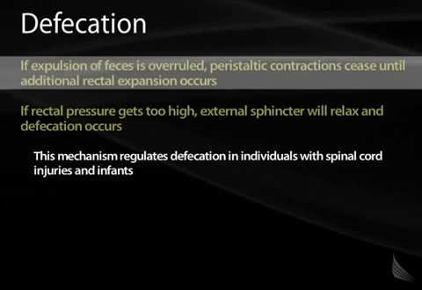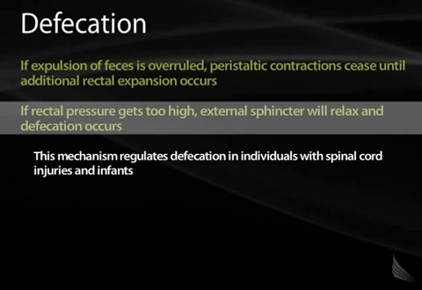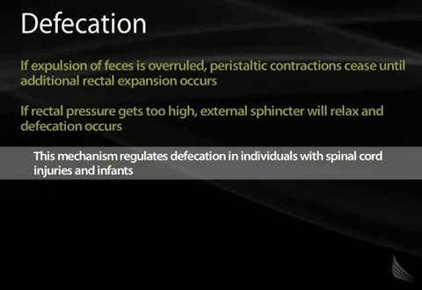In a pressing situation, if expulsion of feces does not take place, the peristaltic contractions will cease. However, additional rectal expansion will need to occur before this reflex is triggered again. If the rectal pressures get too high, then this external sphincter will relax. Defecation will subsequently occur. The last mechanism, whereby pressures within the rectum are responsible for relaxation of the external sphincter, regulates defecation in individuals with spinal cord injuries as well as in infants. In these cases, once there is enough stool there and it creates a certain force or pressure, defecation automatically occurs by relaxation of the external sphincter.